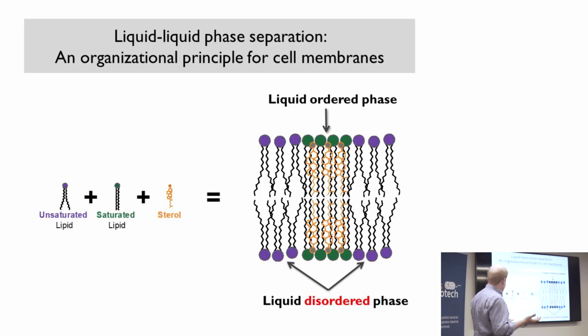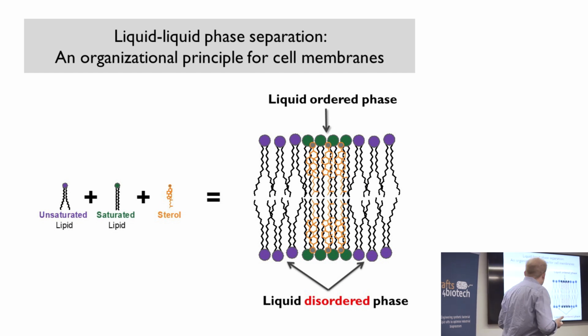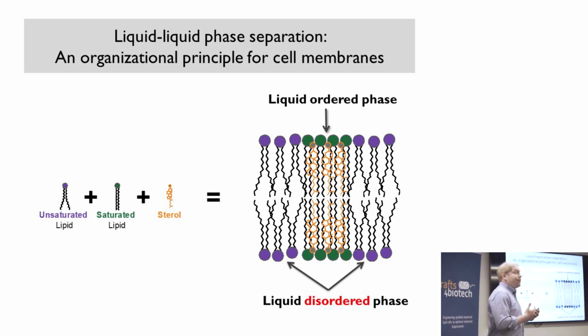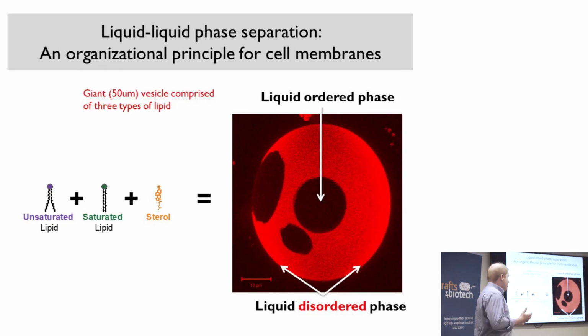Another phenomenon that emerges from the unique behavior of sterols, which we're all familiar with now, is the idea that you can have liquid-liquid demixing of phases. So if you have the right mixture of sterol, phospholipid, and a sphingolipid, some sort of saturated lipid, you can get a coexisting liquid-ordered and disordered phase. And we've seen a lot of images like this where, microscopically, you can image these phases coexisting.